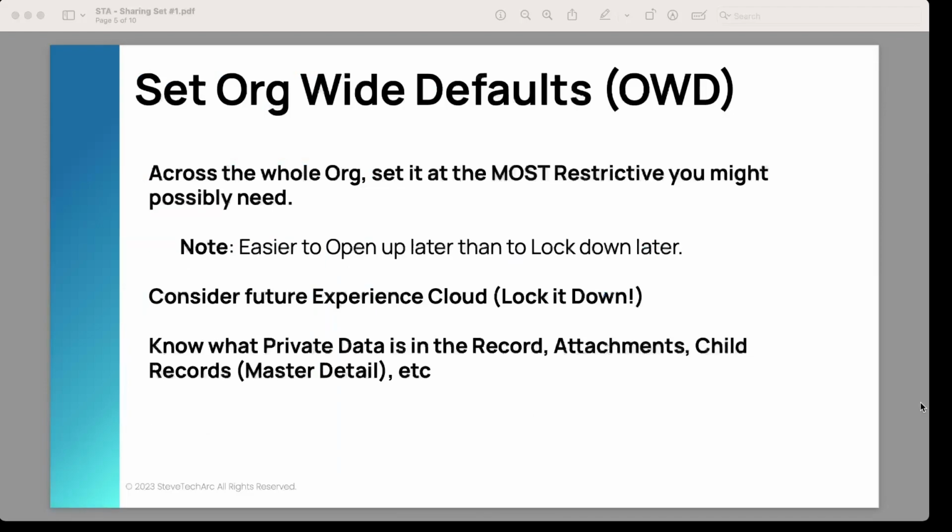Now you want to be aware of future Experience Cloud configurations, so watch your external visibility. Know what data is private in the record. Watch your attachments, child records related to master details. Be aware and set your org-wide defaults for the most restrictive of the security you could be looking forward to.